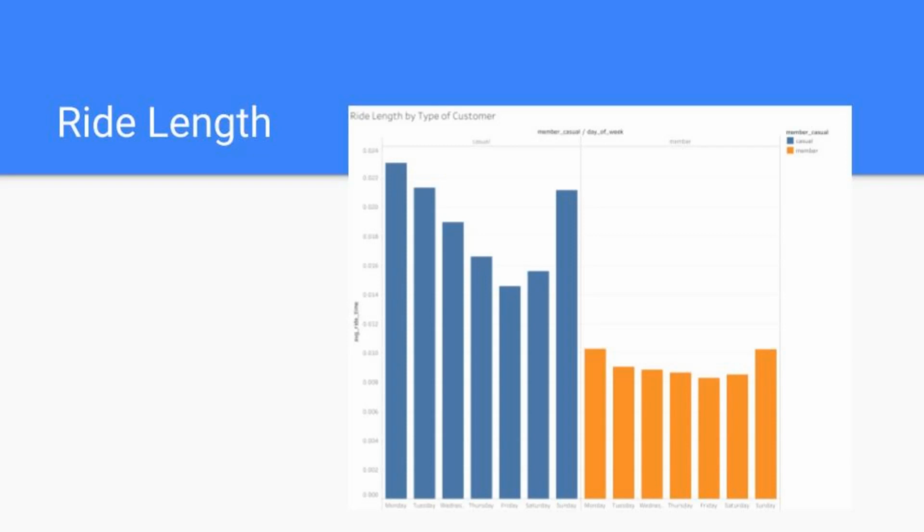When you look at the members, we can see that their ride length is relatively the same throughout the whole week, which contributes to my earlier theory that the members are using the bikes more to go to work, and the length remains relatively the same because they're going to and from the same distance every day.